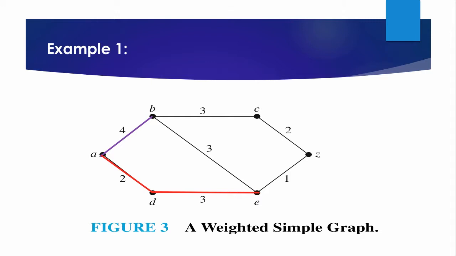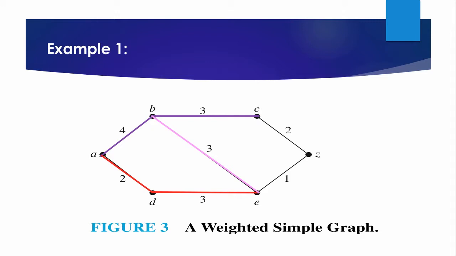To find the third closest vertex to A, we need to examine only the paths that begin with the shortest path from A to a vertex in the set A, D, B, followed by an edge that has one endpoint in the set and its other endpoint not in this set. There are three such paths, which are A, B, C of length 7, A, B, E of length 7, and A, D, E of length 5.